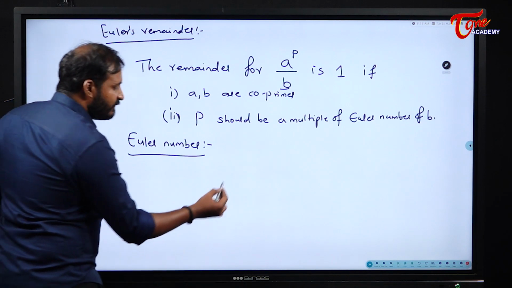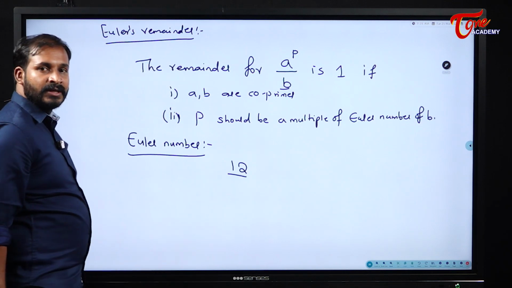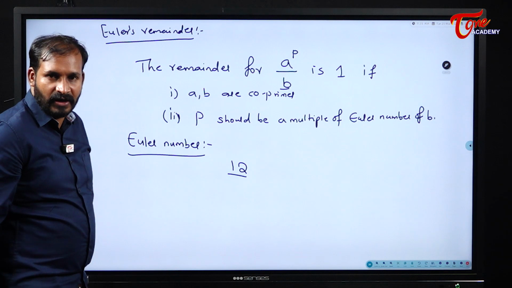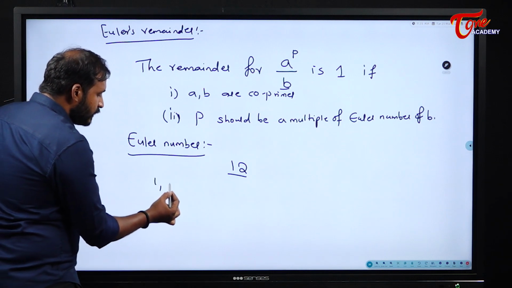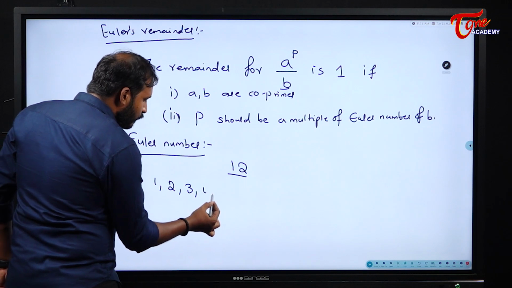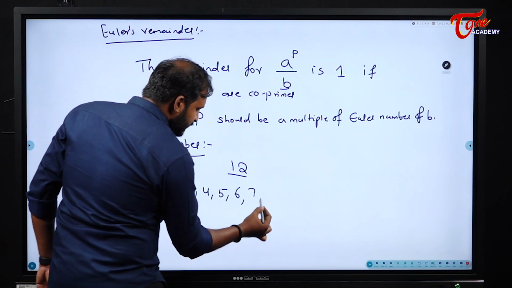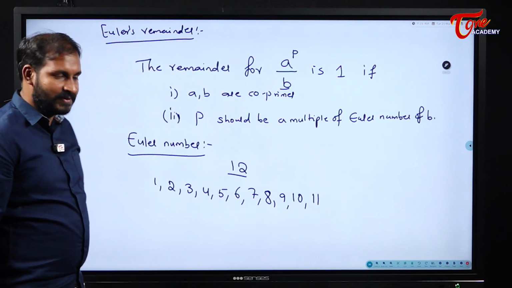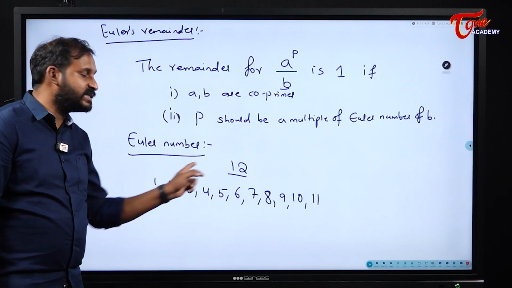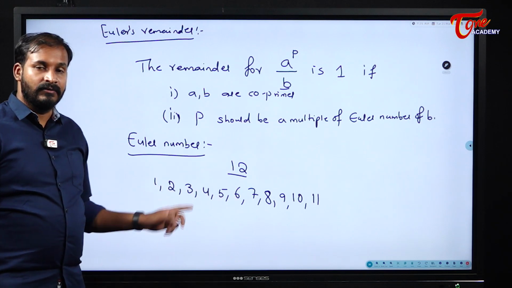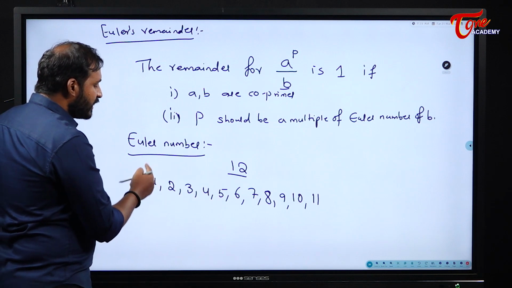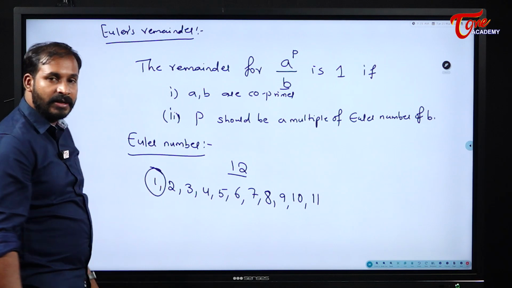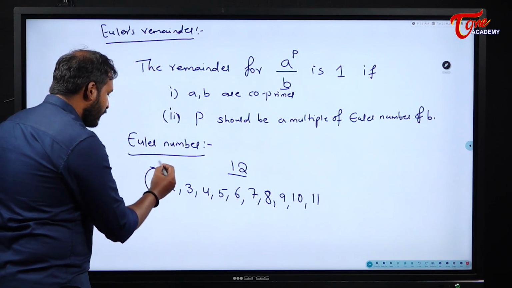Euler number means, for example, if I want to write the Euler number for 12, I will write all the numbers below 12: 1, 2, 3, 4, 5, 6, 7, 8, 9, 10 and 11. I will check how many co-prime pairs I can form with 12. A co-prime pair means the HCF should be 1, right? The HCF of 12 and 1 is 1, so with 1 I can form a co-prime pair.